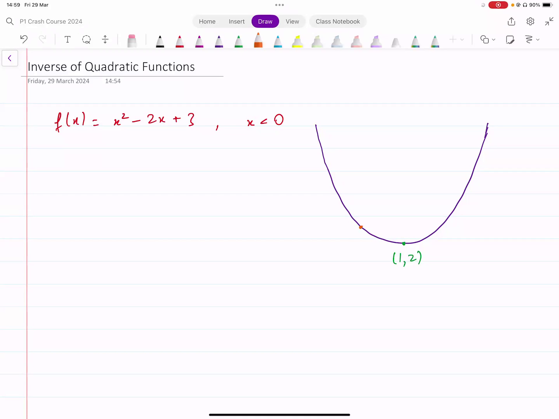You could have 0 here somewhere. Let's say this is the x coordinate 0, y coordinate will be 3. Only this part will be valid, right? X less than 0 means only the left part of this curve is valid.